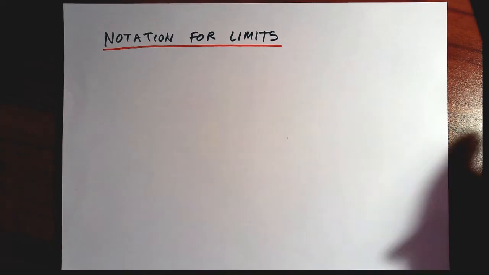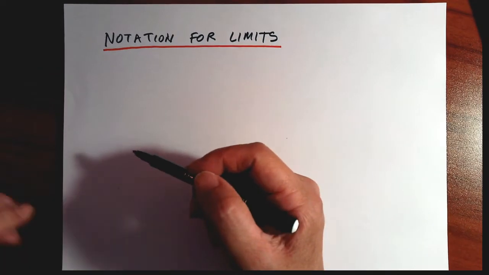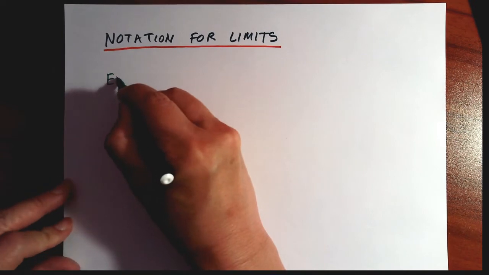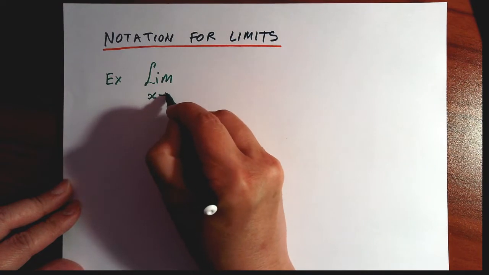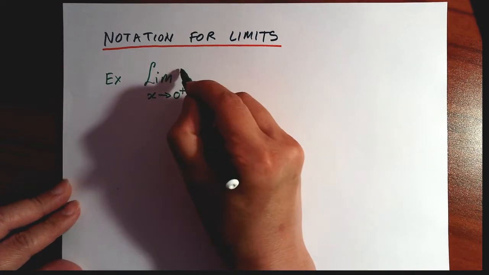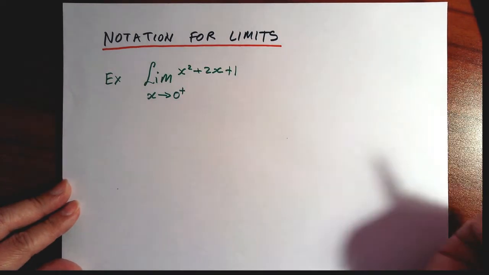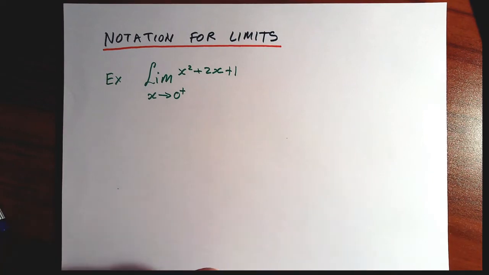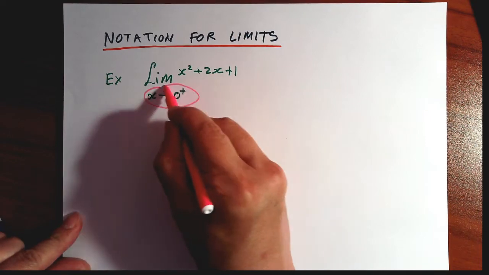This is a short lesson on notation for limits. For example, we may say, what's the limit as x approaches 0 plus of the function x squared plus 2x plus 1. The question is, what does this part mean?